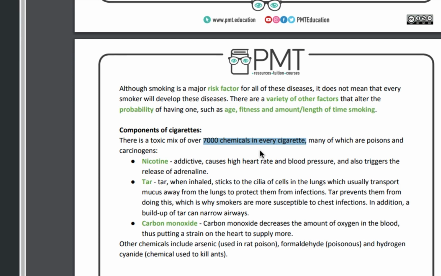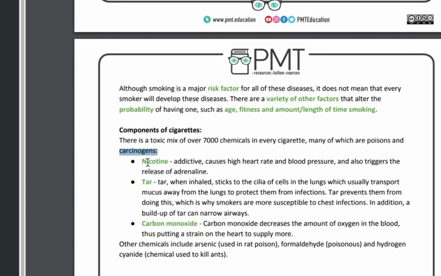So imagine you're taking several thousand different chemicals into your body. These are not good chemicals. You're taking several thousand poisons into your body systems. There are many of which are poisons. I've already itemized that. They are poisons and they are carcinogens. Carcinogens, they cause cancers. Okay? So you can see you're taking poison and carcinogen into your body from cigarette.